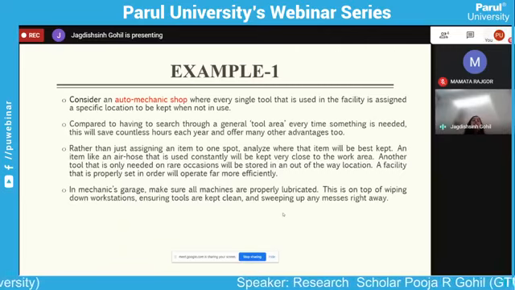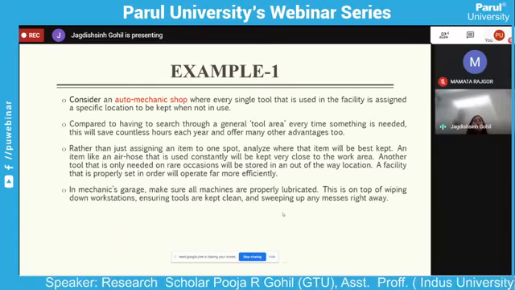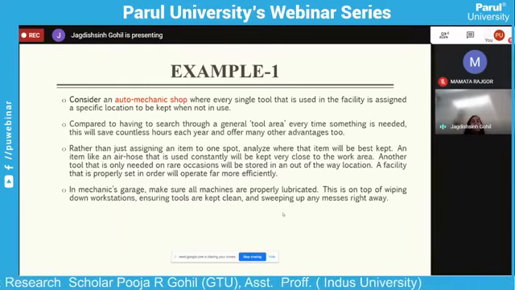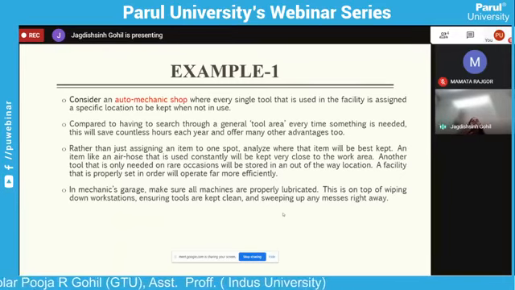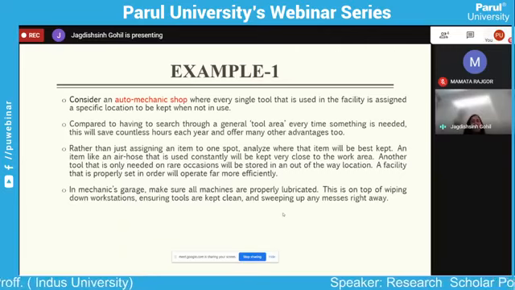Next, rather than just assigning a specific spot for an item, you should analyze which item should be kept where, and which is the best location for it. For example, the tool which is most frequently used should be kept in the front, and the tool which will be used rarely should be kept in the back or in an area where it is not easily accessible. Fine. So rather than assigning one spot, for example, an air hose.